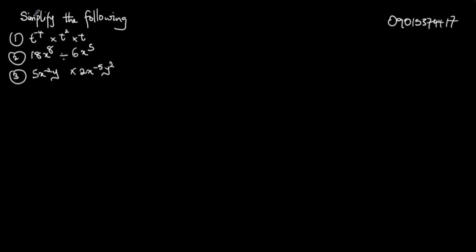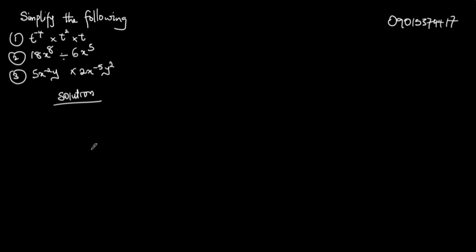So I have these questions that say simplify the following: number 1, t raised to the power minus 4 times t raised to the power 2 times t; number 2, 18x raised to the power 8 divided by 6x raised to the power 5; number 3, 5x raised to the power minus 2y times 2x raised to the power minus 5y, all raised to the power 2. Of course, this is indices. This is an indices question, right? So we have the solution.